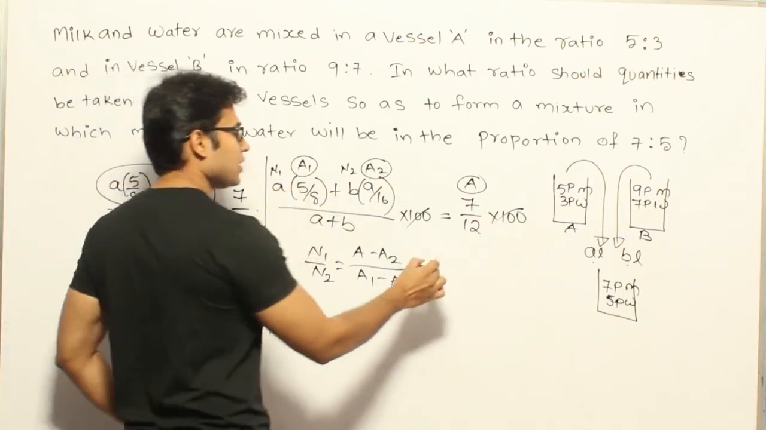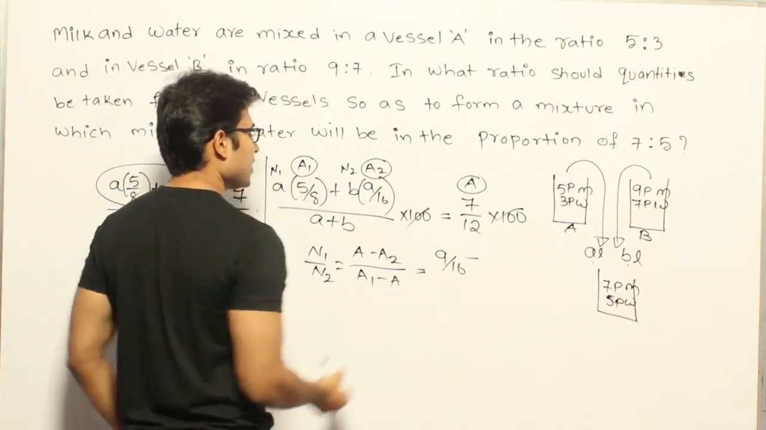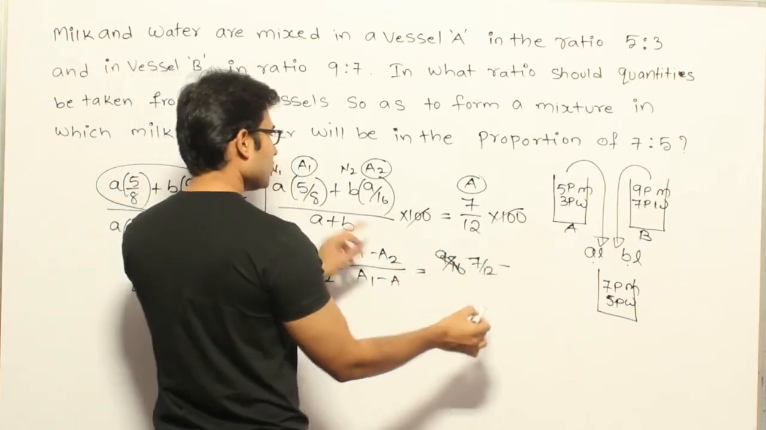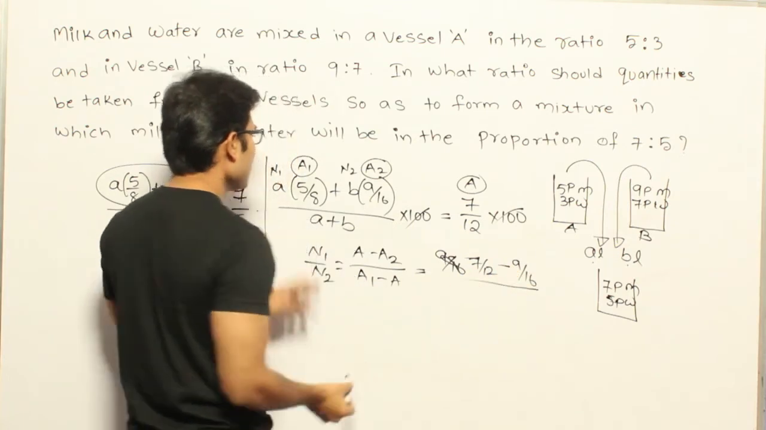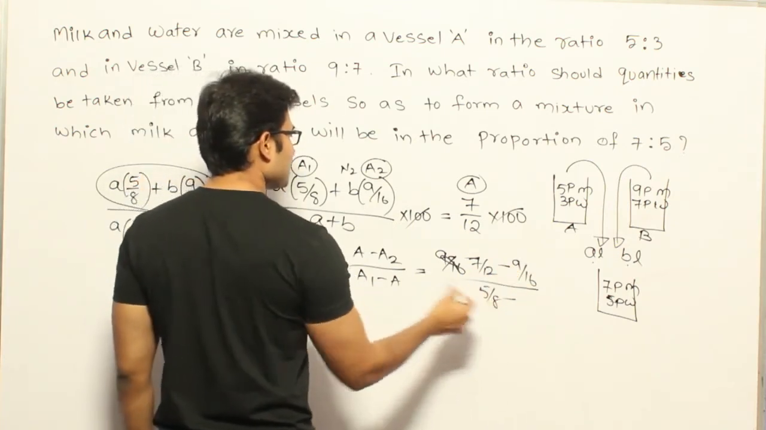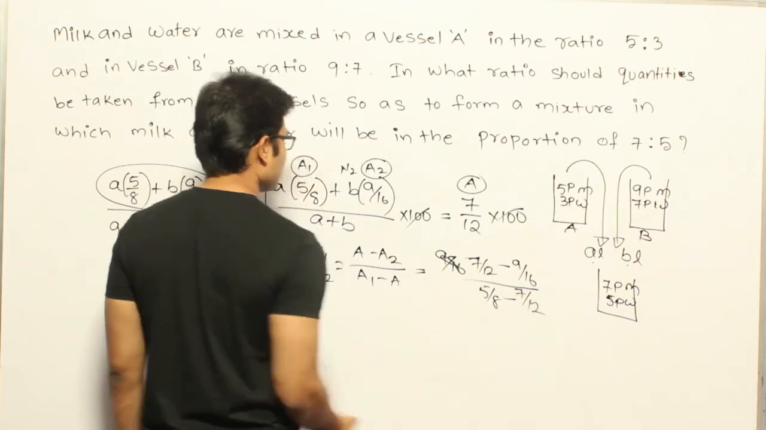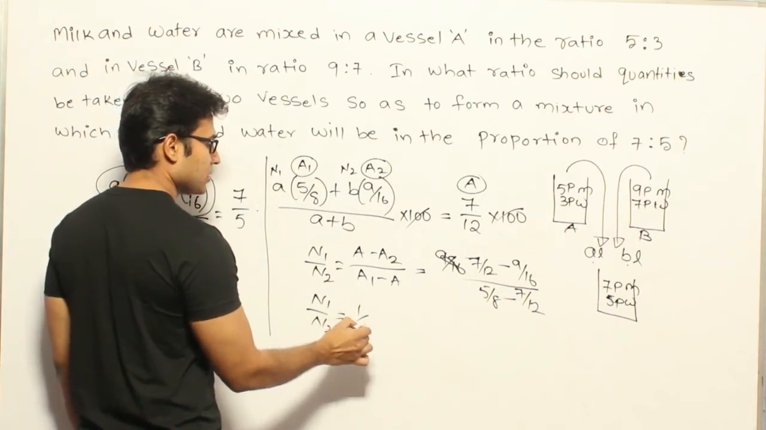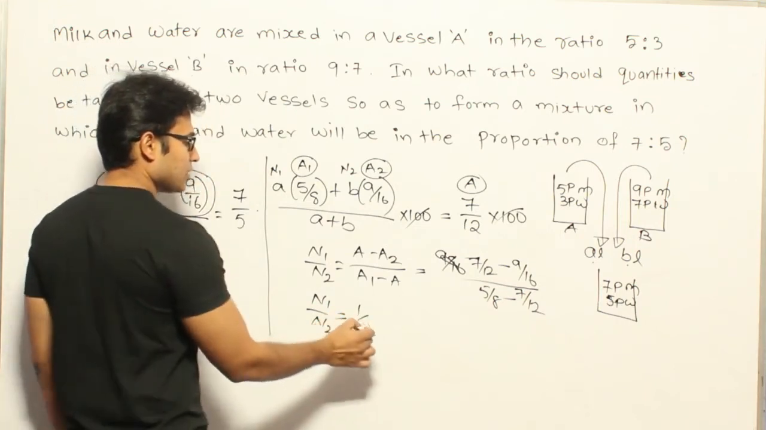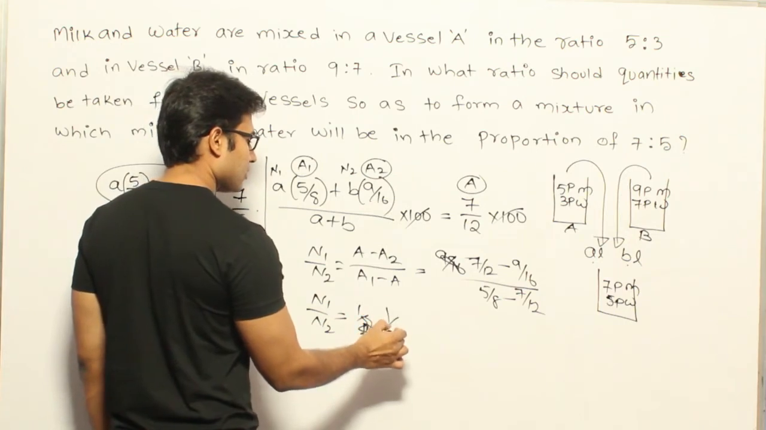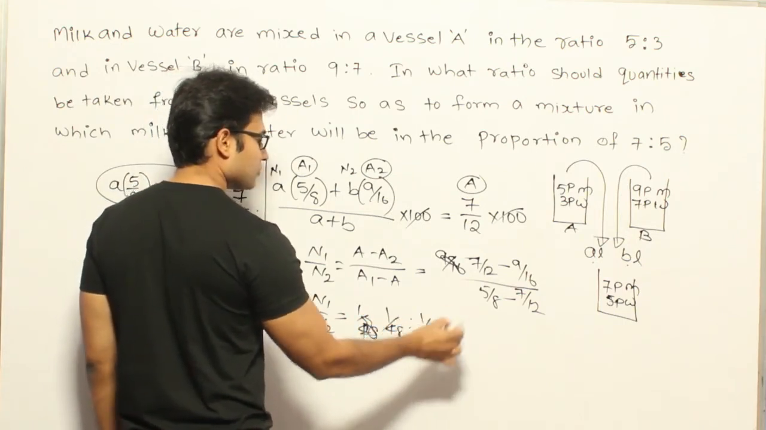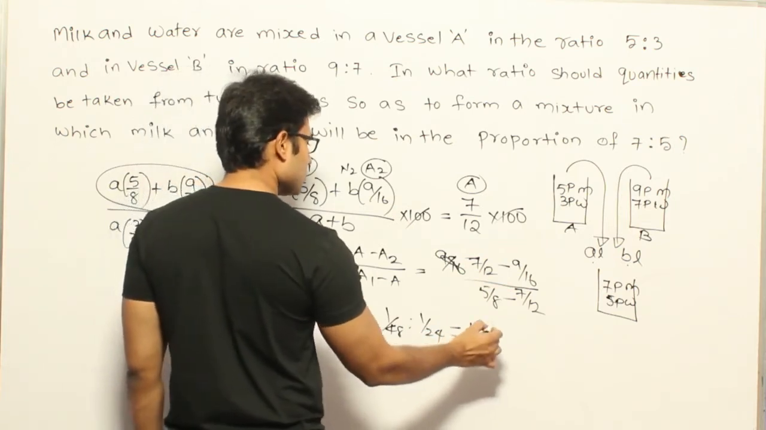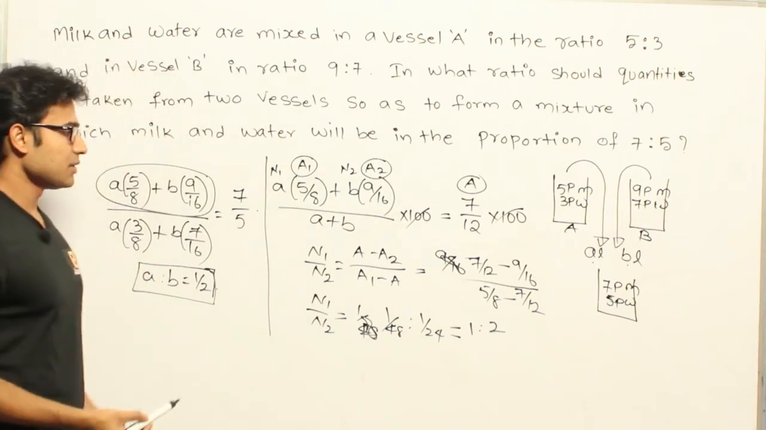Now what is A2? A2 is 9 by 16, minus A, which is 7 by 12, right? So 7 by 12 minus A2, which is 9 by 16, divided by A1, which is 5 by 8, minus A, which is 7 by 12. If you compute it, you are going to get N1 by N2 equal to 1 is to 2. So you are going to get 1 by 48 is to 1 by 24, which gives 1 is to 2. Okay, that is one way of solving it.